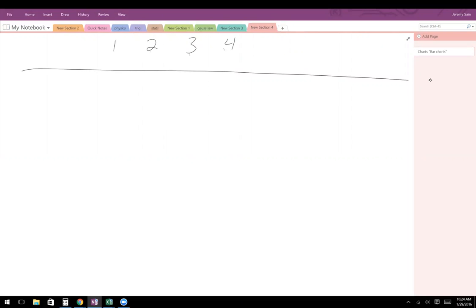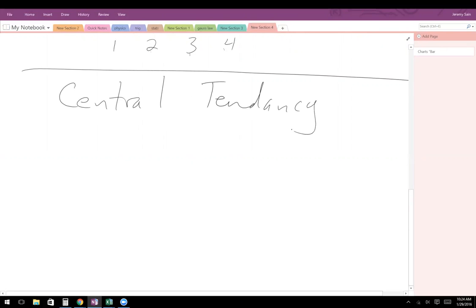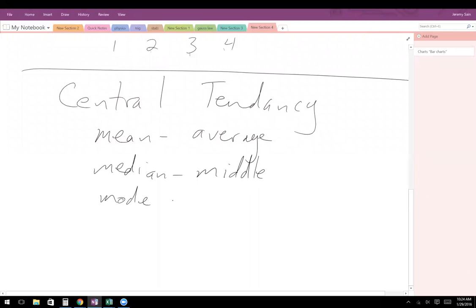So the whole kit and caboodle is called central tendency. Three of these you're all very familiar with. What's the mean? Yeah, it's just the average. What's the median? Yeah, it's the one in the middle. What's the mode? It's the one that appears the most.